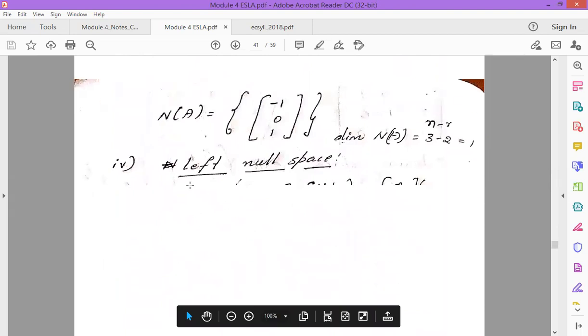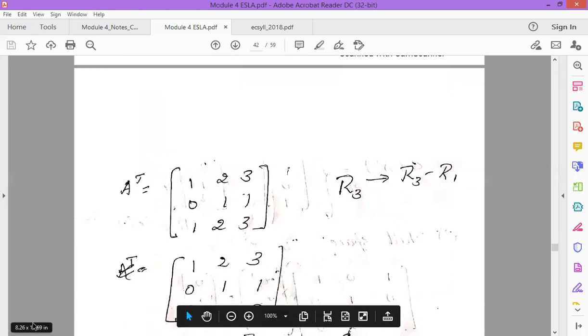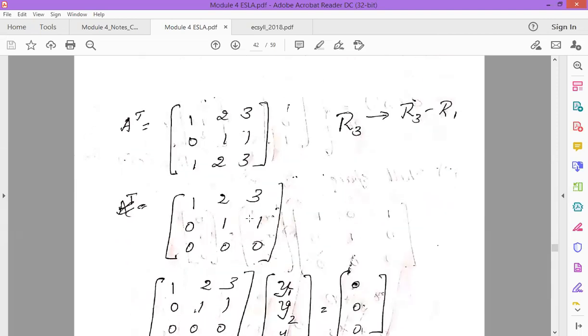And the last one is we need to calculate the left null space. In order to calculate the left null space, we need to take the transpose of the matrix A. The transpose of the matrix A is given as 1, 2, 3, 0, 1, 1, 1, 2, 3, and we apply elementary transformations. Here we have applied R3 minus R1. Once you do this, it reduces to 1, 2, 3, 0, 1, 1, 0, 0, 0.